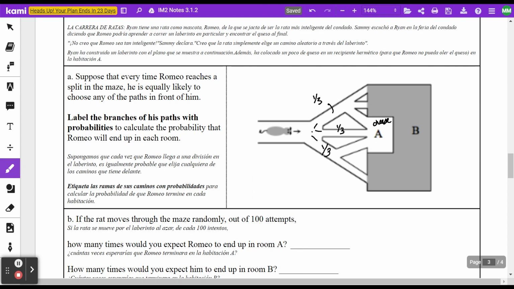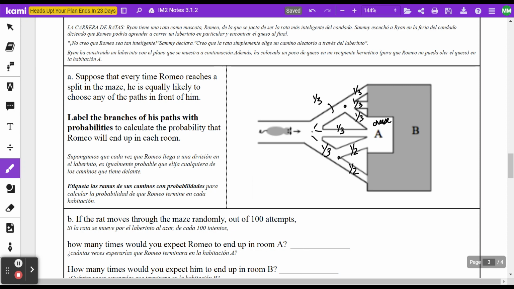Label the branches of his paths with the probabilities to calculate the probability that Romero will end up in each room. Okay, so here's another split, and I could choose between these 3 paths. So 1/3, 1/3, 1/3. No split. Okay, here's another split, and there's only 2, so 1/2, 1/2.